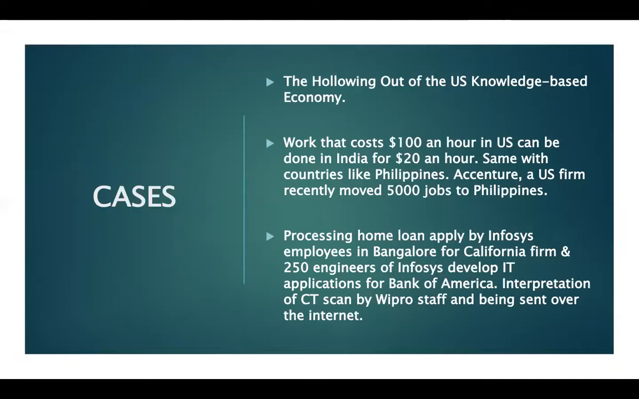So some examples. Hollowing out of US knowledge-based economy, this is global outsourcing. With the help of video, we will discuss this. For example, work that costs $100 an hour in the US can be done in India for $20 an hour. The same with countries like Philippines. Accenture, a US company, moved 5,000 jobs to Philippines. I mean, in the form of outsourcing.